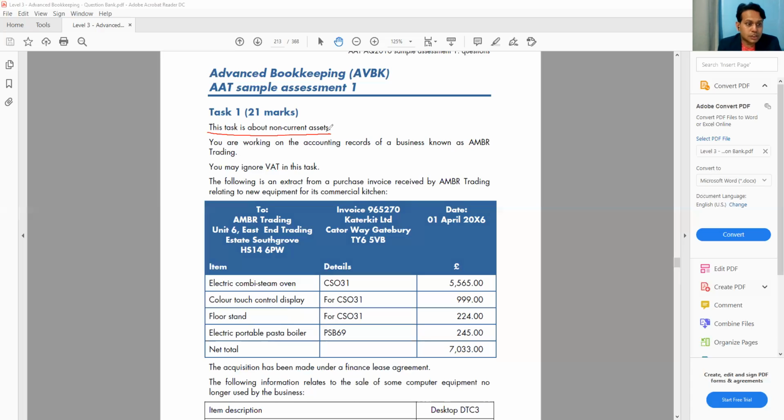All right, so let's read this question and try to see what we have here. This task is about the non-current asset. You are working on the accounting record of a business known as AMBR Trading. You may ignore the VAT for this task. The following is an extract from a purchase invoice received by AMBR Trading relating to new equipment for its commercial kitchen. So basically, we just received the invoice from one of the suppliers, Amber Trading, and we want to record it on our non-current asset register.